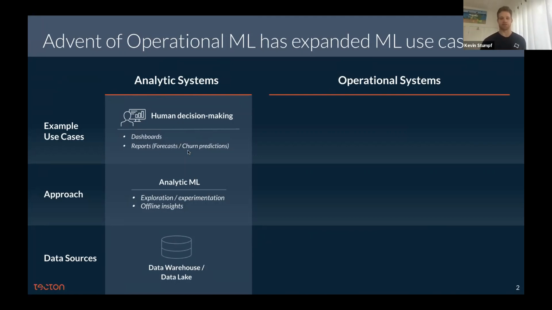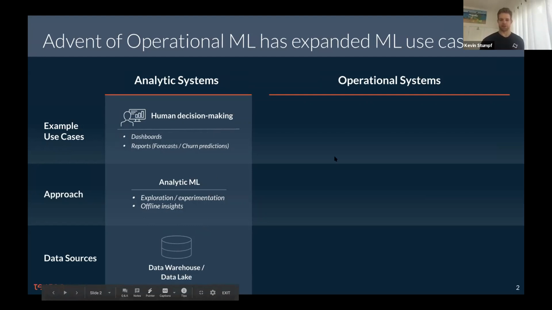Or maybe churn prediction models that run once a week or so and predict which customers in your customer base are most likely to churn, so you may want to send them a promo code so they stick around a little longer. Those analytical machine learning approaches are all about generating offline insights, typically using data available in a data warehouse like Snowflake or a Redshift cluster, or a data lake like S3 or an HDFS cluster.